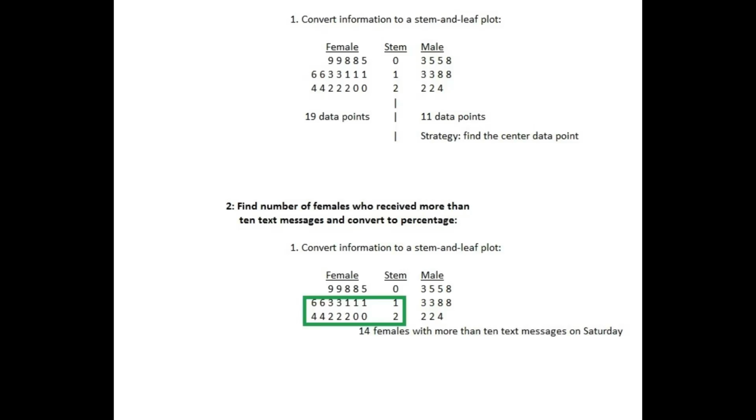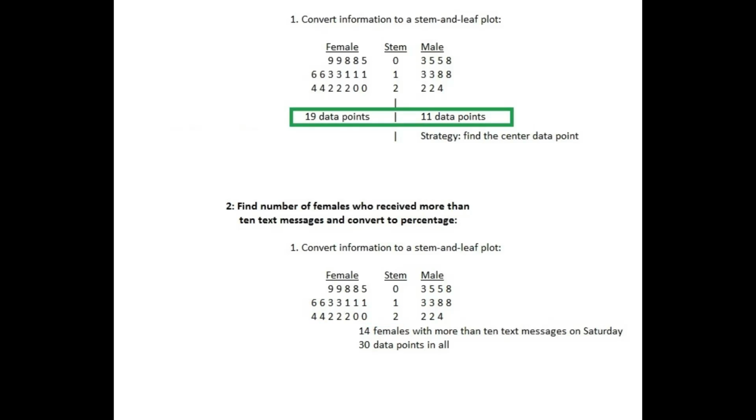So we've already got a stem and leaf plot. Now we're looking at the number of females who have more than 10 text messages on Saturday. If you add up all of those data points, you'll find out there's 7 in the 1 stem and 7 points in the 2 stem. That's 7 plus 7 is 14. Now there's 30 data points in all. How do I know that? There's 19 plus 11. That's where I'm getting that 30.